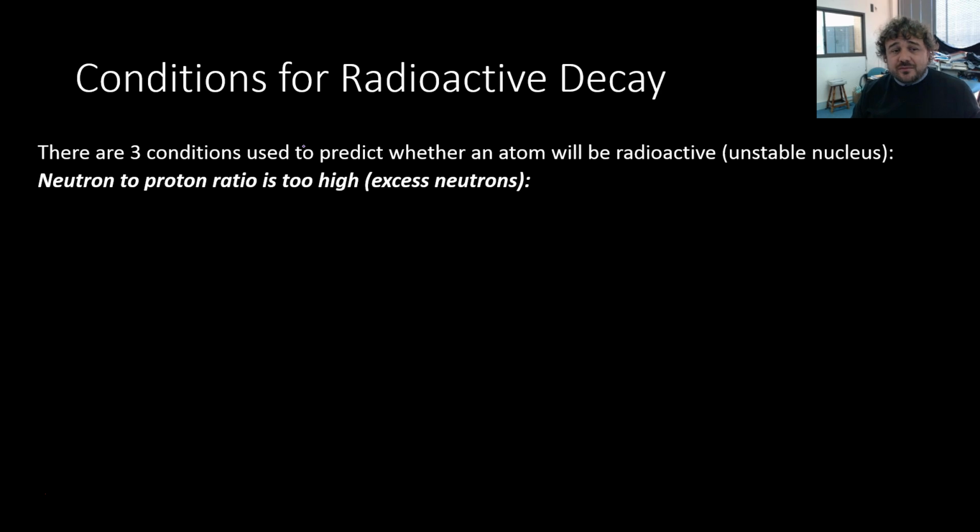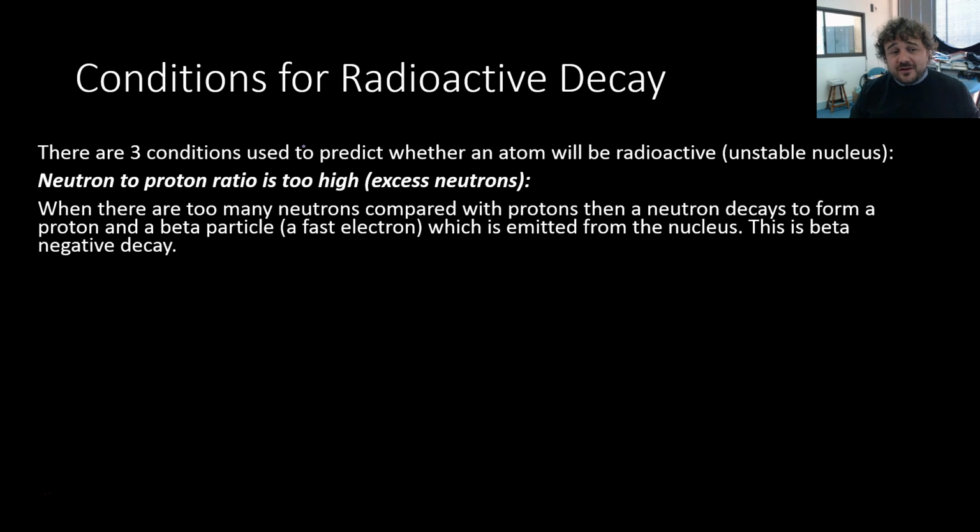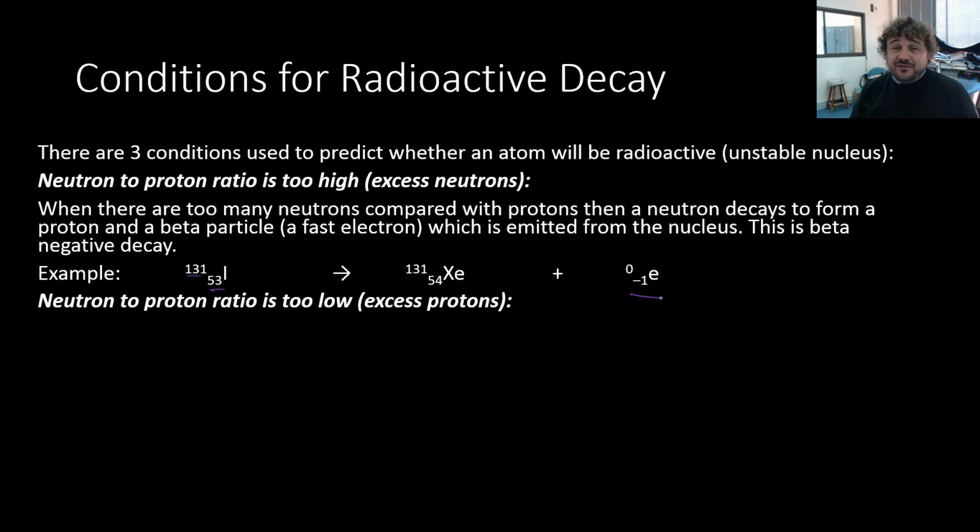The neutron to proton ratio is too high, so too many neutrons. Basically, when there's too many neutrons, it decays to form a proton and a beta particle. This is beta negative decay, and it looks like this. So this is the atomic number, that's the mass, and we see iodine here decays into xenon, and you'll see that the mass stays the same, but you get a beta negative particle. That's pretty rad.